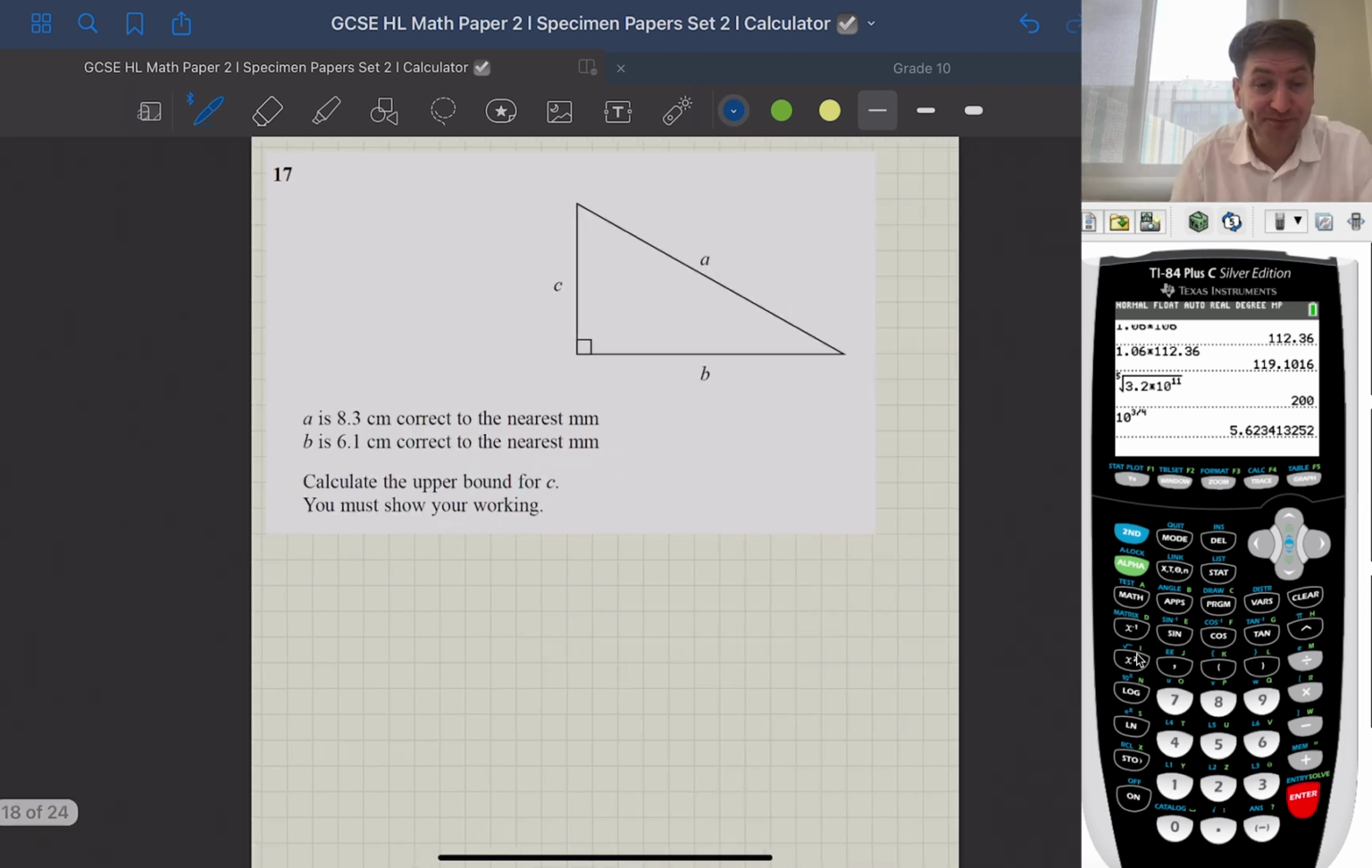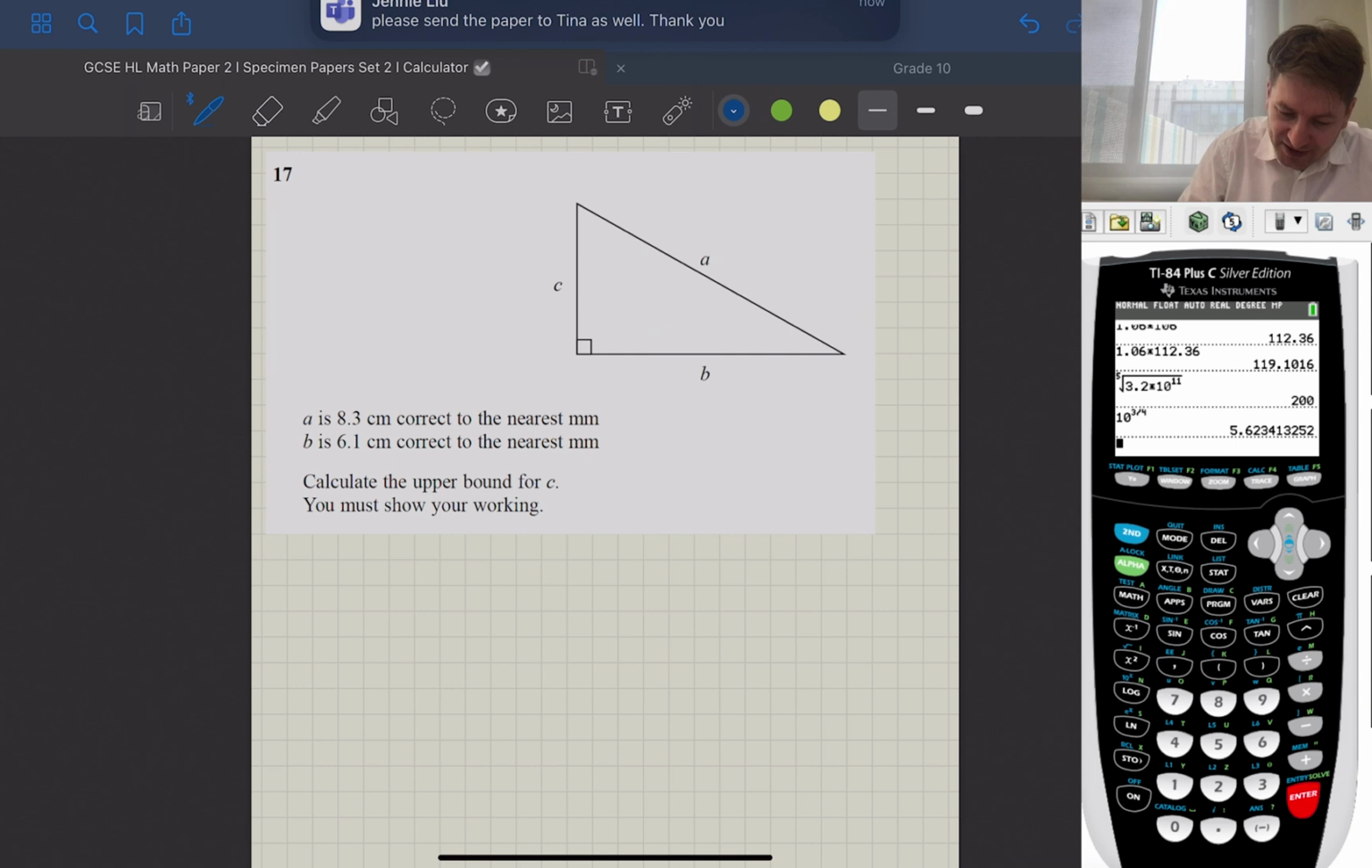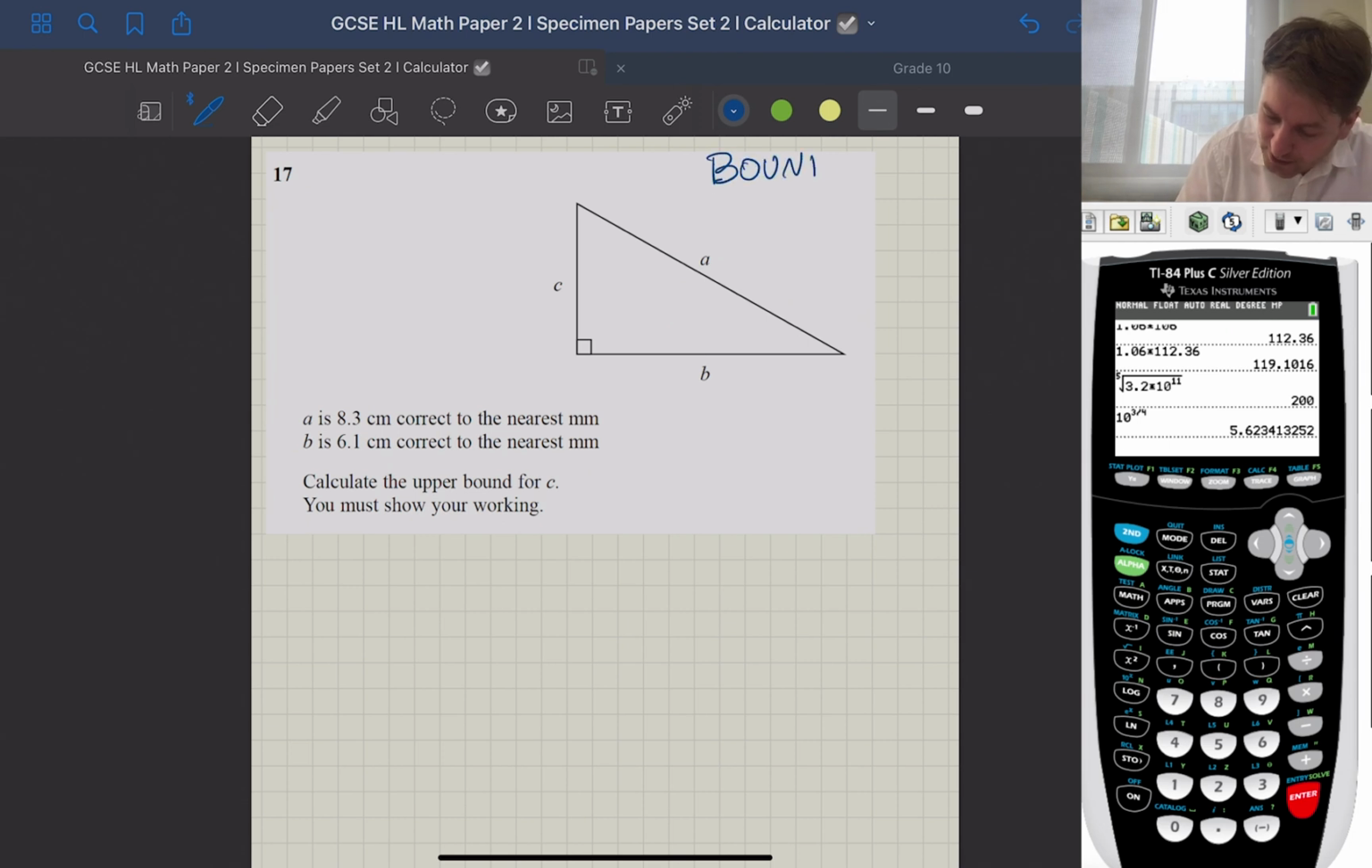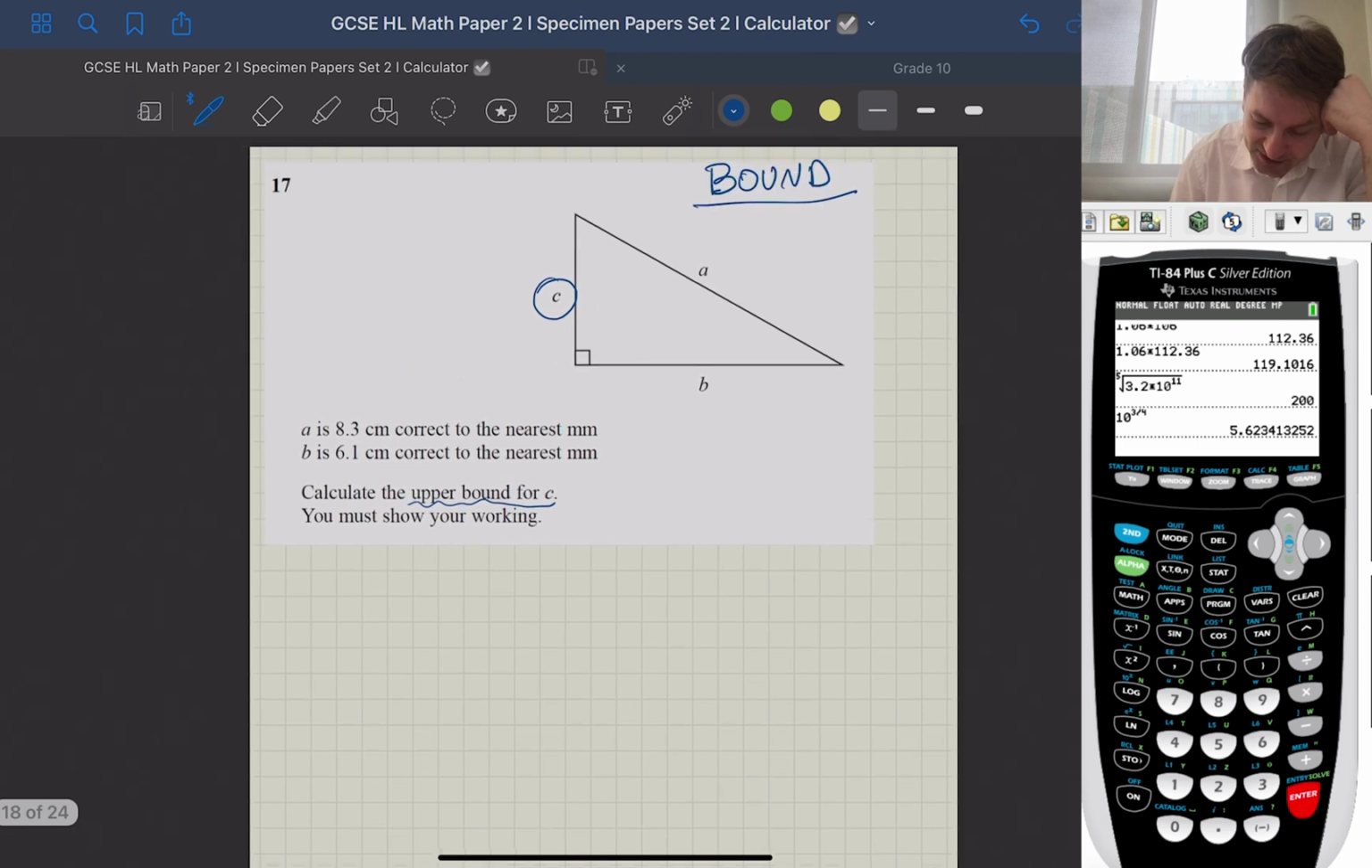Next, all right, so question number 17, bounds. All right, when something is like this, we need to recognize what kind of topic this is. Bounds. This is a bit of a tricky situation. All right, we want to calculate the upper bound for C here. And we got ourselves a right angle triangle.